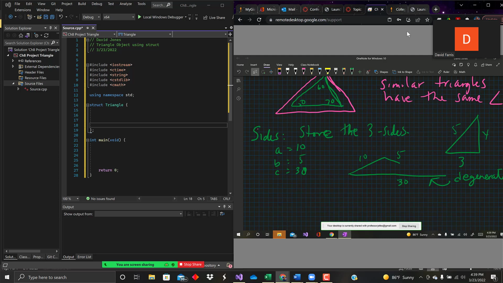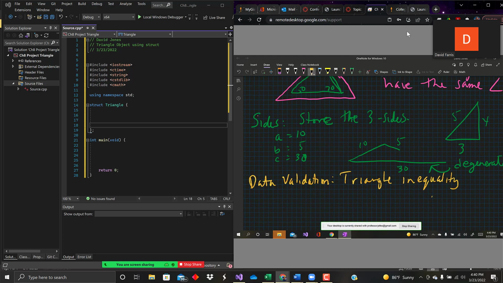So, we could do data validation. There's a way around this. Data validation for this would be the triangle inequality. And just so you know, any two sides, when you add them together, should be greater than the third side. I said D up above, so I'll put D here. Or any combination of that.